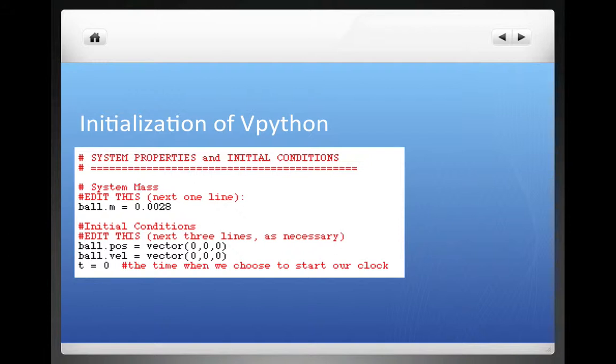Here are the initializations for the model prediction where the net force is equal to the weight force, compared to when the net force also accounts for drag. Here the initialization is the same for both predictions. The ball mass is equal to 2.8 grams. The ball position is a vector of zeros, and the ball velocity is also a vector of zeros because we assume the ball starts from the origin and at rest.